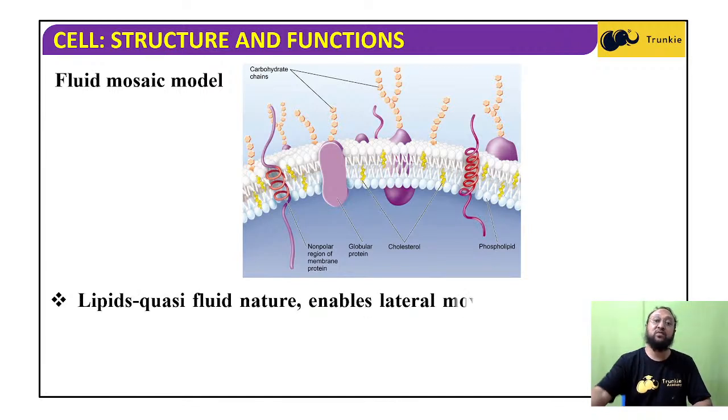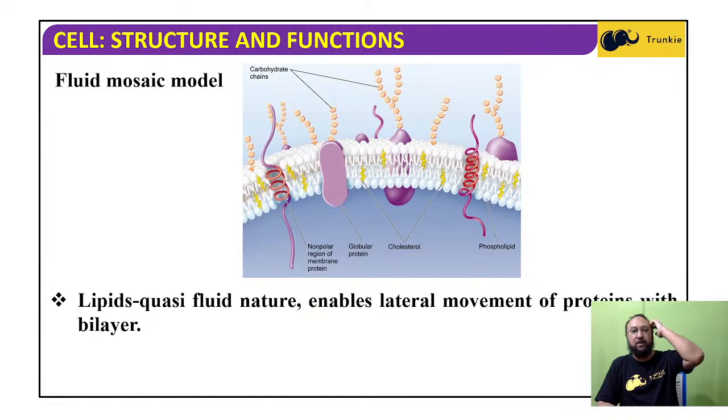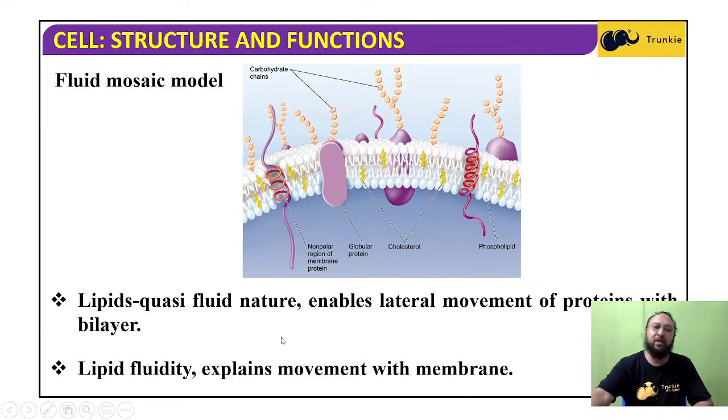The lipids are quasi-fluid, not semi-fluid but quasi-fluid. Quasi means one fourth. Quasi-fluid enables lateral movement of proteins within the bilayer. So the lipids present in the plasma membrane are quasi-fluid in nature, which enables the movement of proteins in the bilayer. Lipid fluidity explains the movement within the membrane. Since there is some fluidity in the membrane, movement of the cell is also possible.